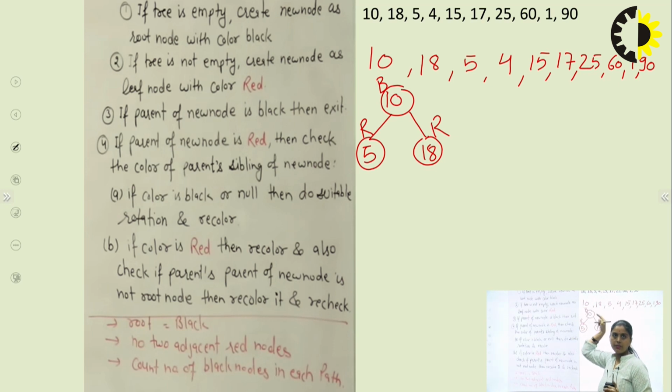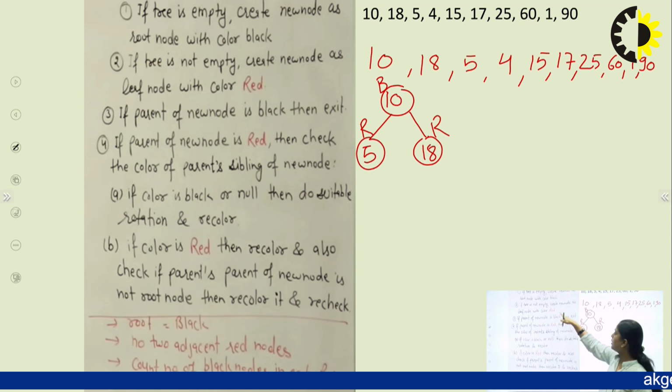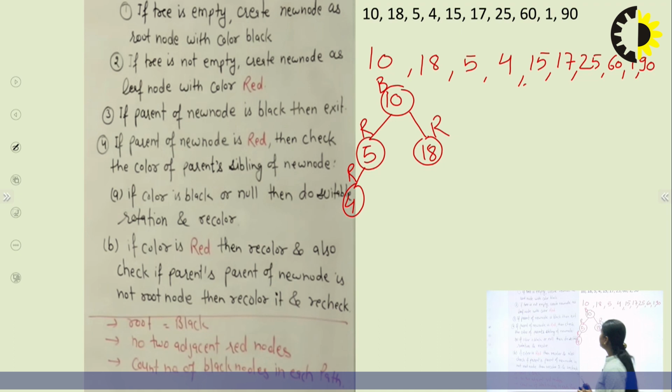In the next element, I am not going to check the first step. We directly execute from the second step. So the tree is not empty, create a new node as a leaf node with color red. But which parent? The 4 has the criteria of being inserted at the left of the 5. So 4 is here and the color is red.